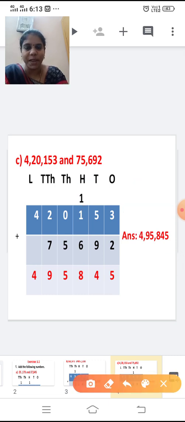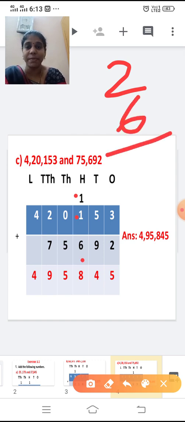Now add the hundreds place. Don't forget to add the carry over. 1 plus 1, in the mind 1, in the finger 1. After 1, 2. With this 2, I am going to add the next number 6. Add and tell me the answer.